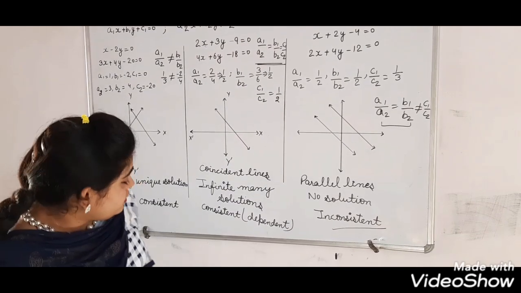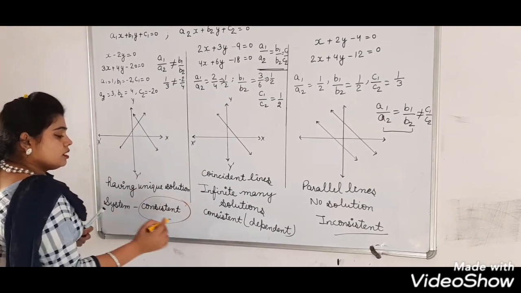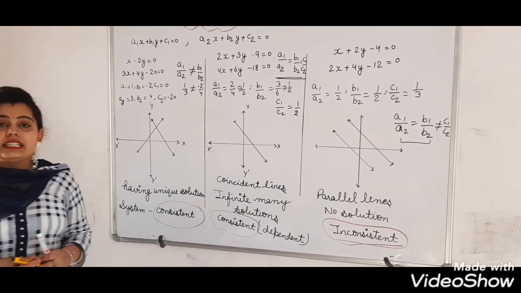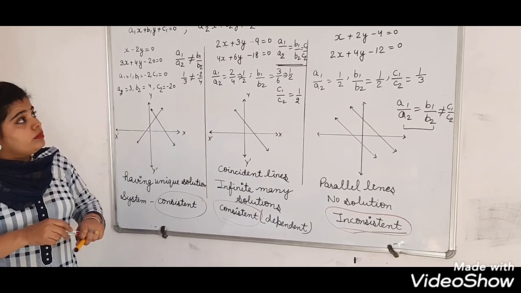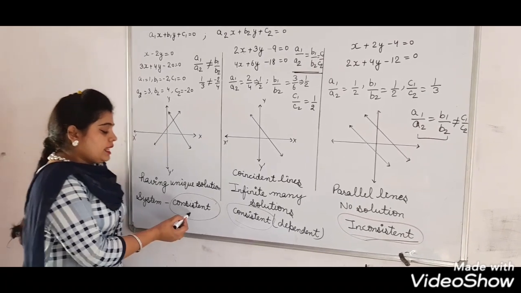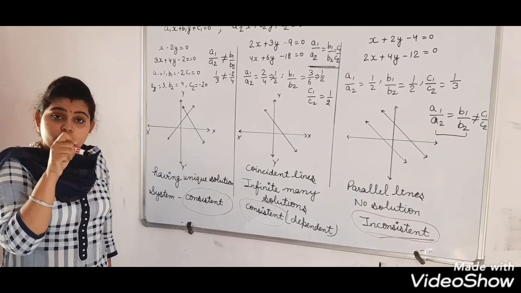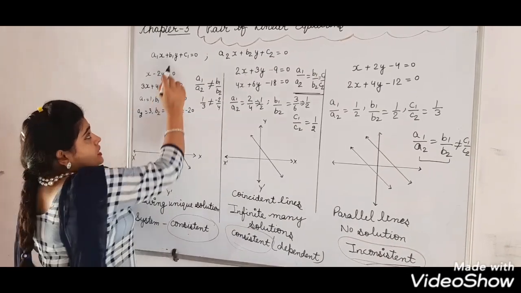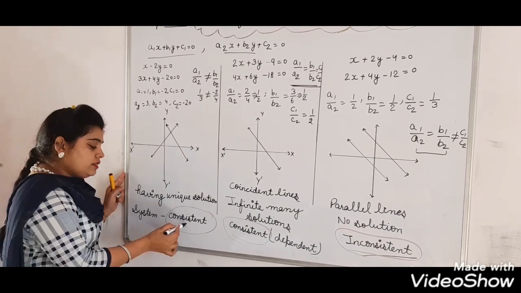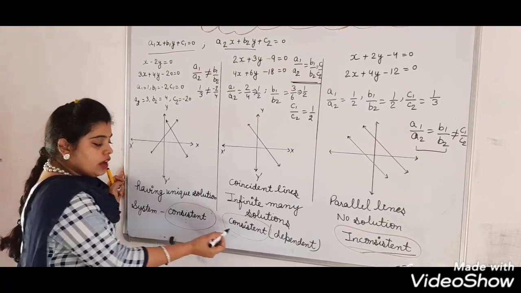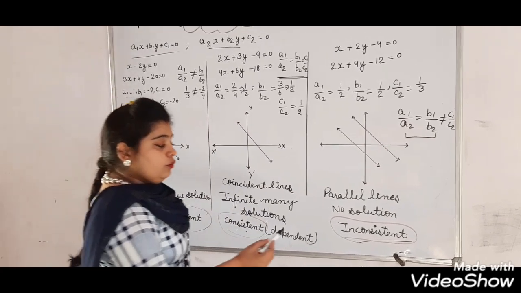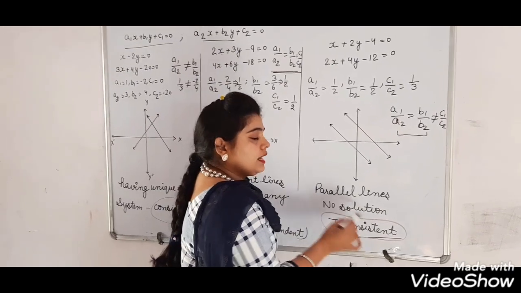Now in this we have studied new words, consistent and inconsistent. What do you mean by consistent? If a system of linear equations is having one solution or more than one solution, then the system is called consistent, or at least one solution should be there. Means if this pair of linear equations has at least one solution, then this system is called consistent. If they are having more than one solution, then it will be consistent but dependent. But if they are having no solution, then it is called inconsistent.